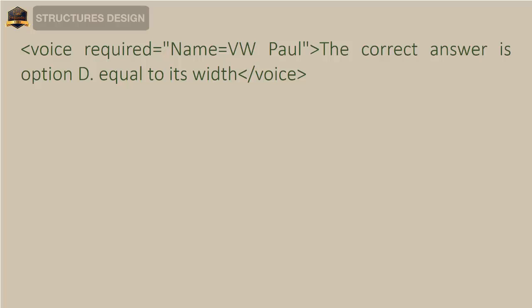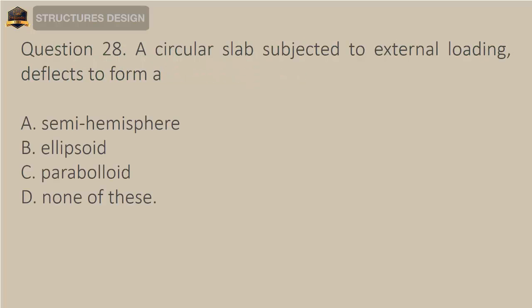Question 28. A circular slab subjected to external loading deflects to form A. semi-hemisphere, B. ellipsoid, C. paraboloid, D. none of these. The correct answer is option C, paraboloid.